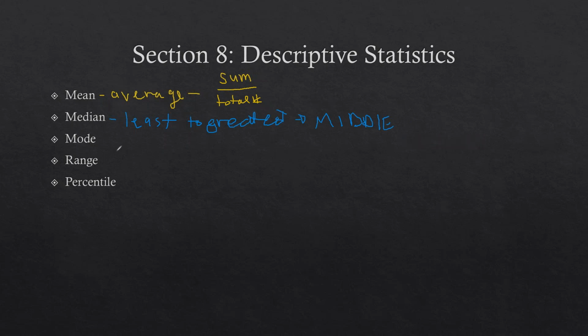Okay. Then we go to the mode. The number that occurs the most often. Most often. You can have 2 modes, so that would be called bimodal if there are 2. If you have anything more than 2, you don't really have a mode. So there's that. All right, the range.